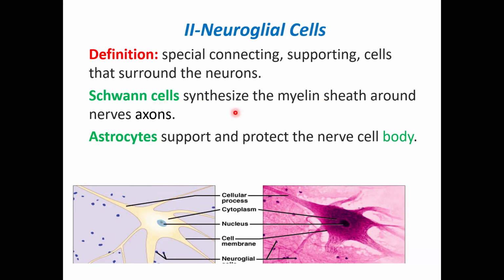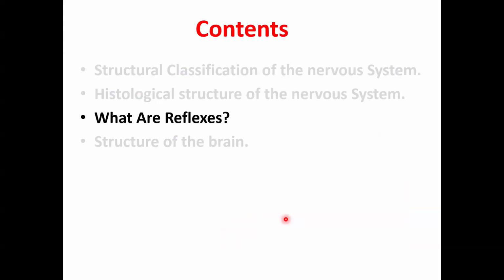Schwann cells are one example of neuroglia cells. We have many examples; we actually have 5 types of neuroglia cells. Here I mentioned 2 types only. Schwann cells synthesize the myelin sheath around the nerve axons, and astrocytes support and protect the nerve cell body. Here in the diagram, we found the astrocyte. This is the astrocyte.